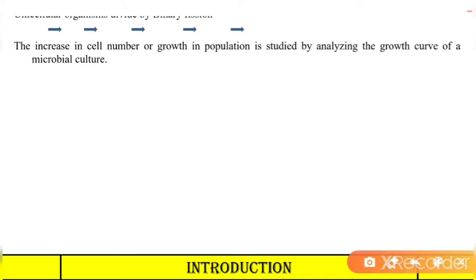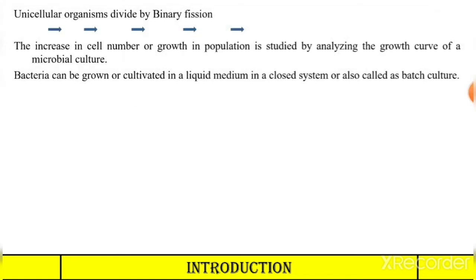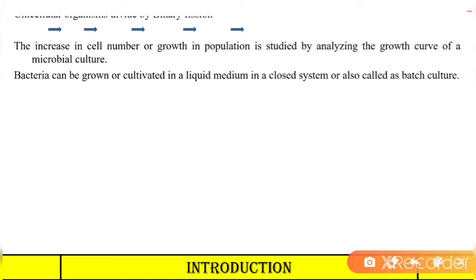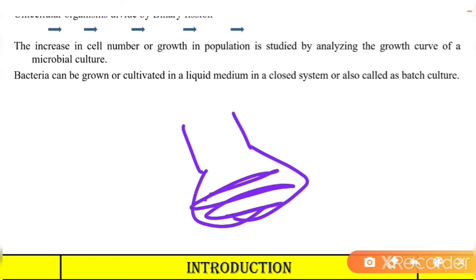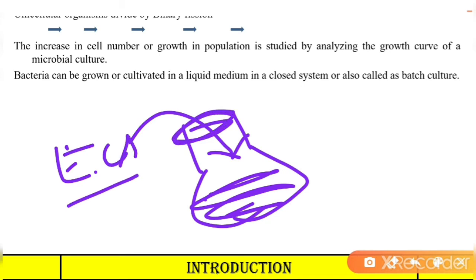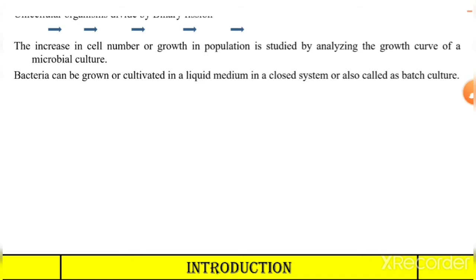Here, whatever the microbial growth is, we are going to observe it through the growth curve system. Bacteria can be grown or cultivated in a liquid medium in a closed system, also called a batch culture. Now see what we are going to do here. We are going to take one conical flask. In this flask we are going to take nutrients and add the Escherichia coli culture as a bacterial culture, and we are going to close this system. That's why it is called a closed system. Here we add the culture and the nutrients only one time.